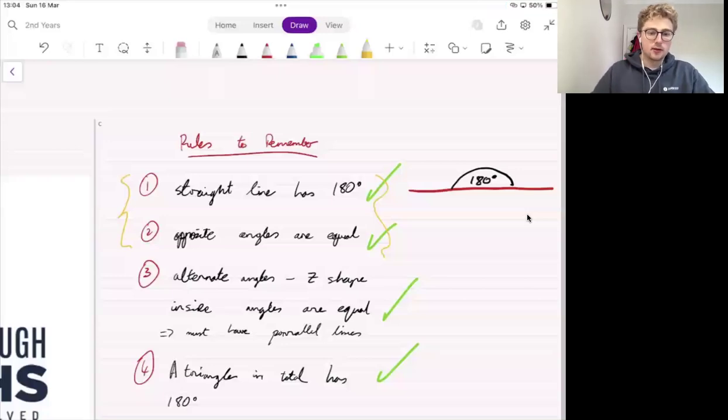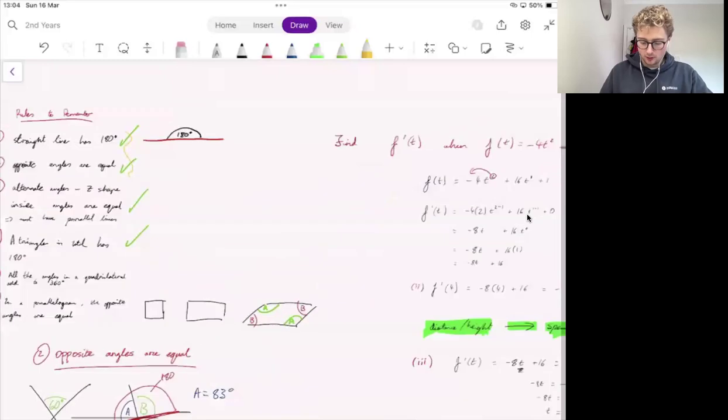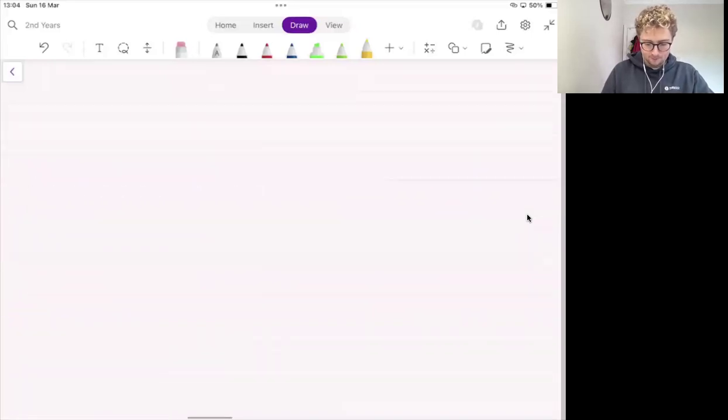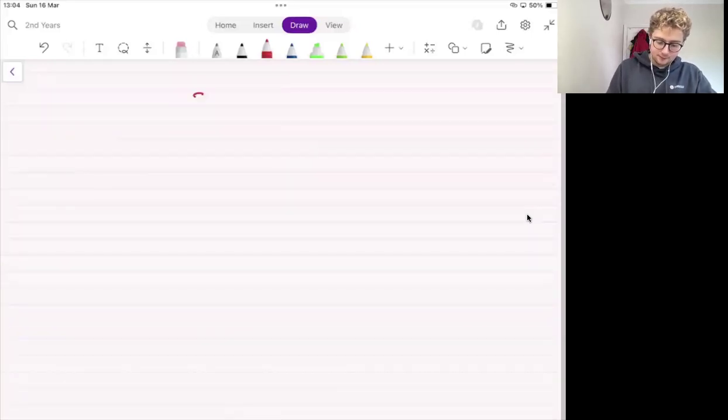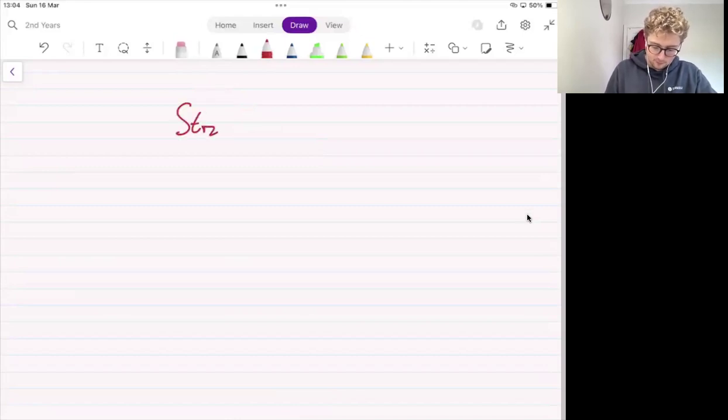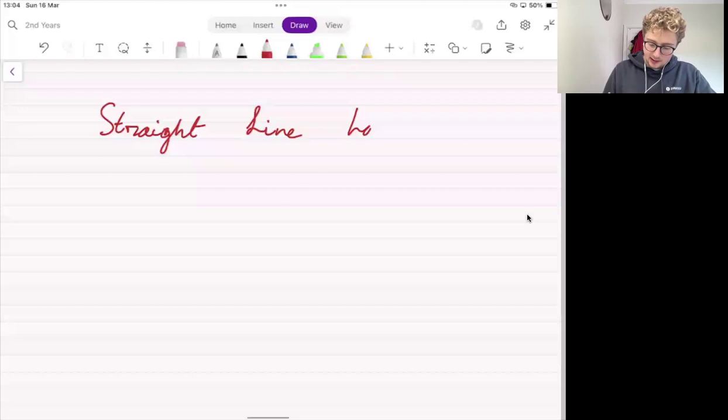So the two rules that we're going to be working on today are that a straight line has 180 degrees and the opposite angles are equal. So we'll start off with rule number one. A straight line, let me make my writing a little bit better, has 180 degrees.